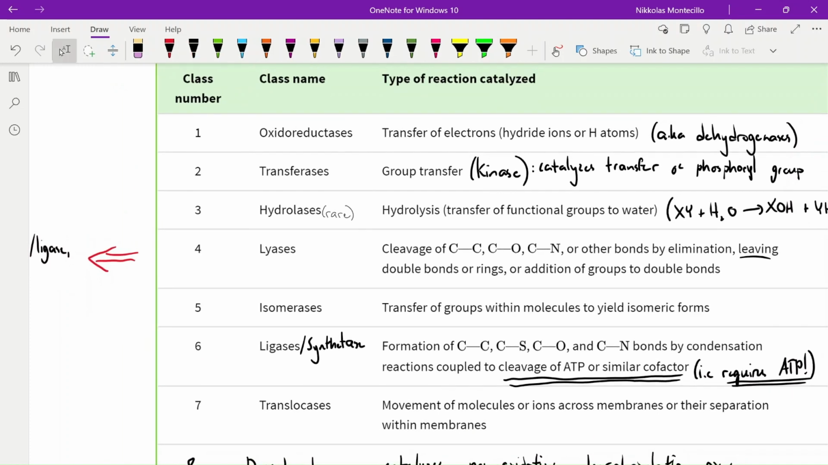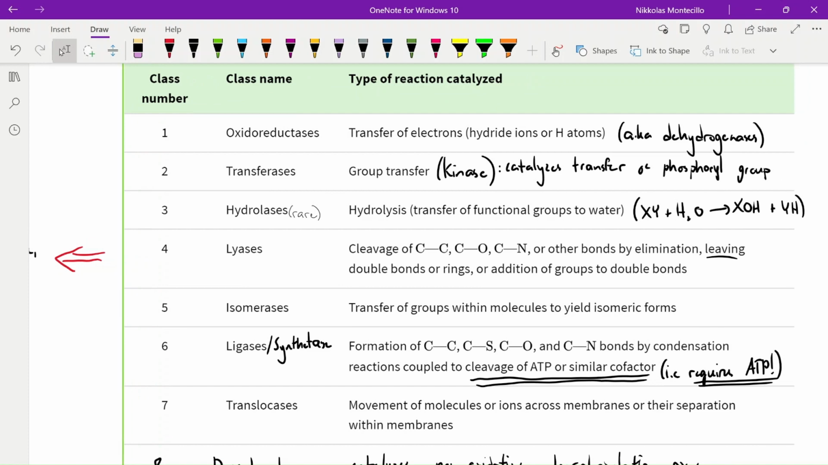The sixth enzyme class that we investigate are ligases or synthetases. Okay. So ligases or synthetases are not completely the opposite of lyases, but they act antagonistically towards lyases in the sense that they facilitate the formation of carbon-carbon, carbon-sulfur, carbon-oxygen, or carbon-nitrogen bonds by condensation reactions coupled to cleavage of ATP. So if I remember correctly, condensation reactions just refer to the removal of water from a molecule.